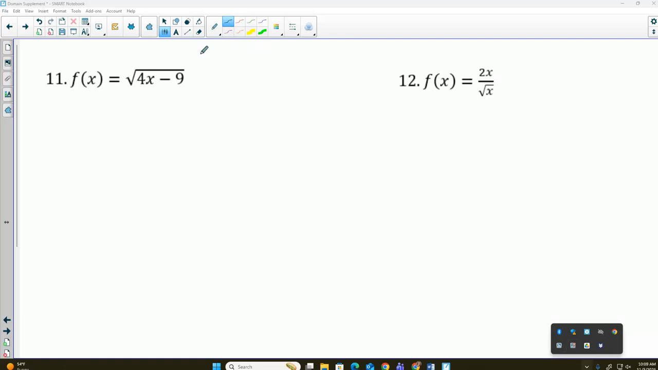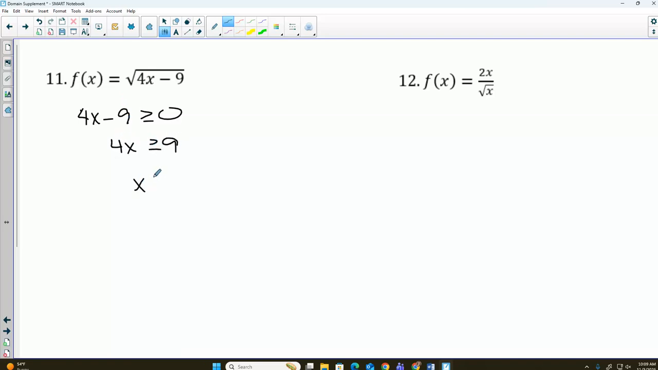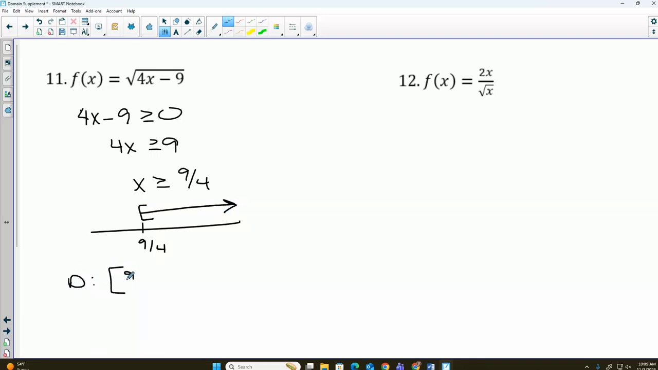It's a radical, so the thing under the radical, 4x minus 9, greater than or equal to 0. Don't lose that greater than or equal to. So that means 4x is greater than or equal to 9, so x is greater than or equal to 9/4. Think about what that means. Equal to means bracket, greater than is going to the right. So my domain is bracket 9/4 to infinity.